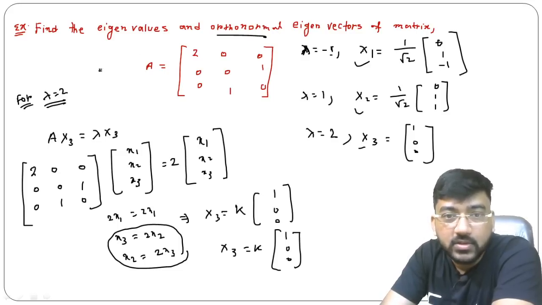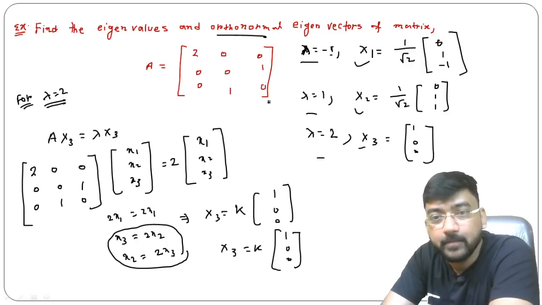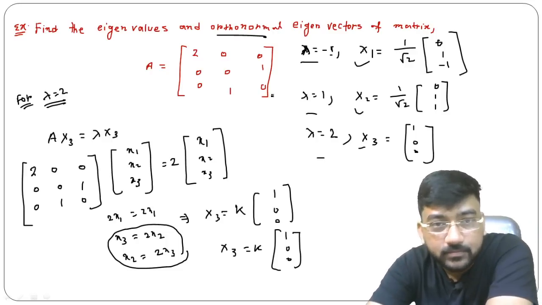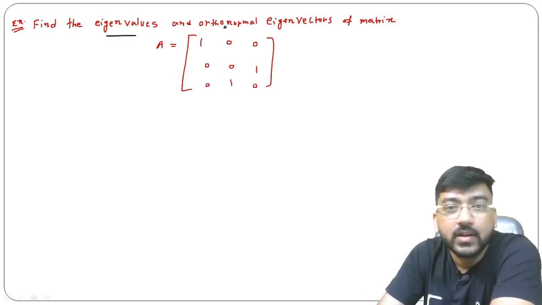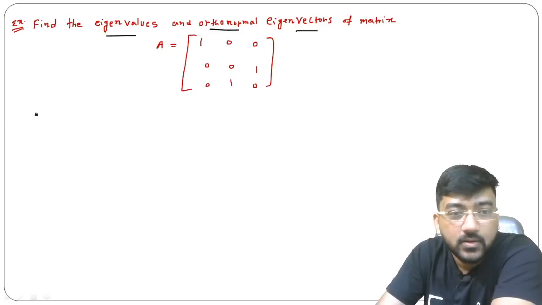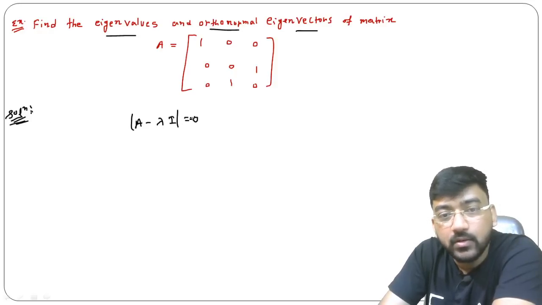Okay, so this is how we can find out the eigenvector corresponding to the eigenvalue for a 3 by 3 matrix also. Now let us take one more example so that you can understand. Here again we have to find out the eigenvalues and orthonormal eigenvectors. So here A is equal to this. So first what you have to find out? You have to find out A minus lambda I equal to 0.